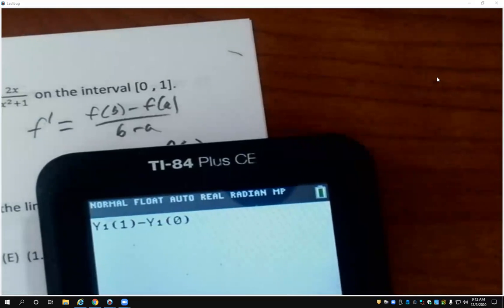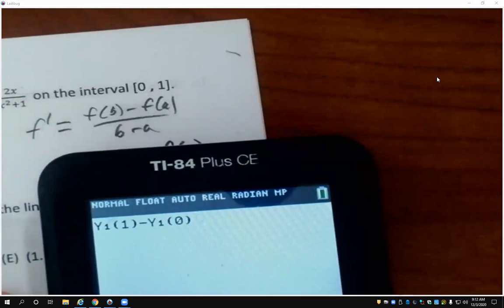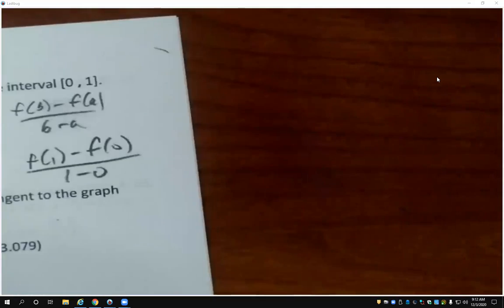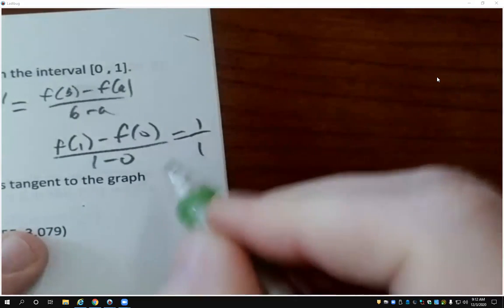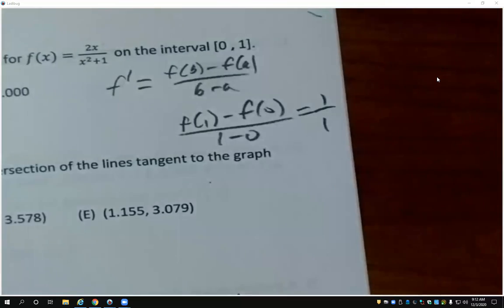That's the same thing as doing f of 1 minus f of 0. y1 means f, and it tells me that that is equal to 1. So my numerator is 1, my denominator is 1, so it's 1. I want to know when the derivative is equal to 1.